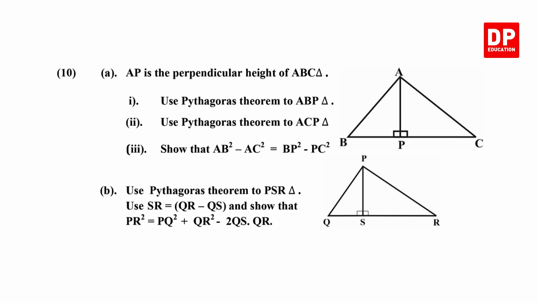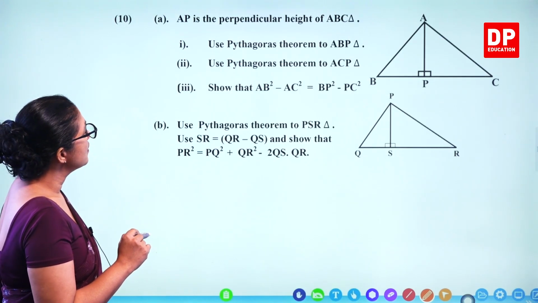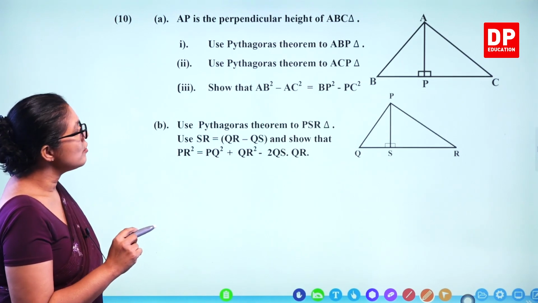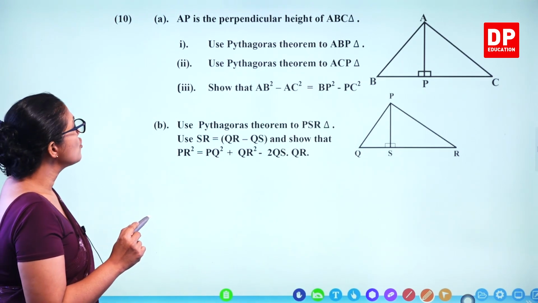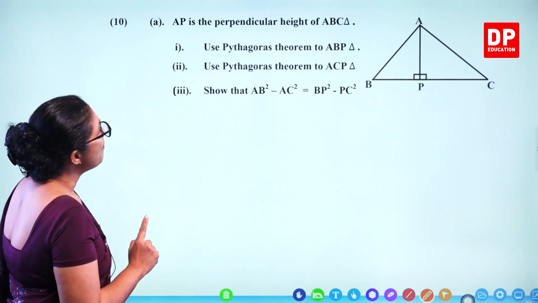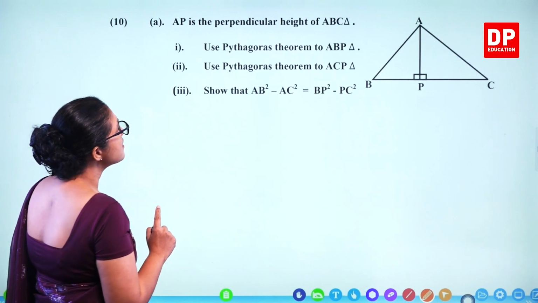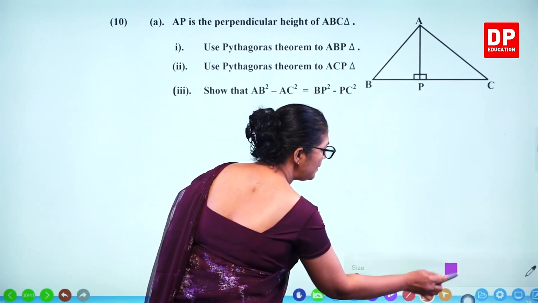Let's take question number 10. So that's all about proofs. This is about a triangle. You have to use Pythagoras theorem, so we'll do it separately. AP is the perpendicular height of triangle ABC. Use Pythagoras theorem on triangle ABP.